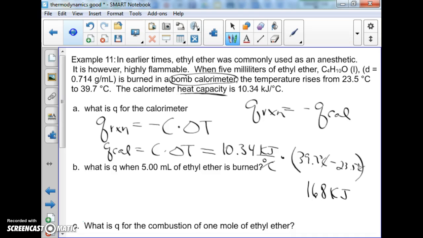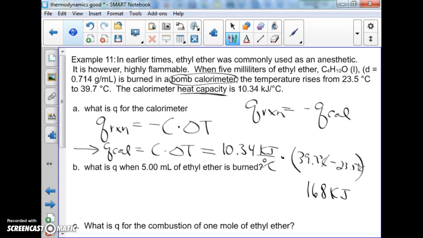All right, questions about that piece? What the problem is and what makes this tricky is it asks about the calorimeter first, and then down here it's going to ask about the reaction. So you want to really think about the fact that the calorimeter is the opposite sign of the reaction.